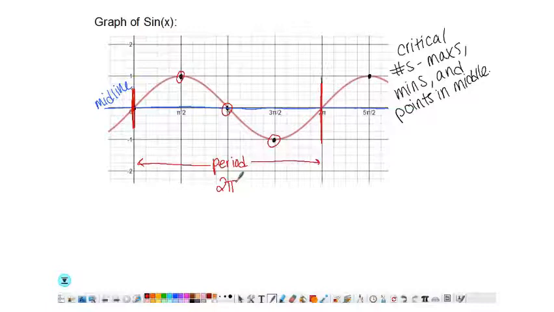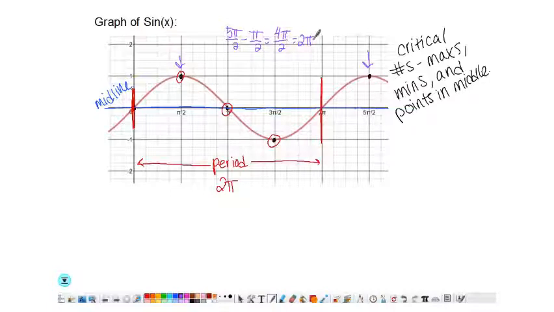You can also figure out the period by going from one maximum point to another maximum point. If we start at 5 pi over 2 and go to pi over 2 over here, how far is it between those? Well, 5 pi over 2 minus pi over 2 would give us that interval. That would be 4 pi over 2, which is the same thing as 2 pi. So that's another way to find your period: look for the distance between 2 maximum points or 2 minimum points.